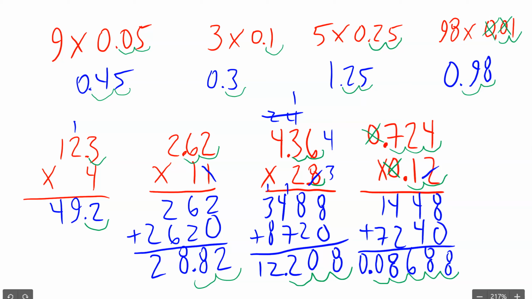And to use estimating to check it, I have 7 tenths, so that's about 1, multiplied by a number that's pretty close to 0, and so my answer should be pretty close to 0, and in fact it is. So it all checks out, and I hope that helps.